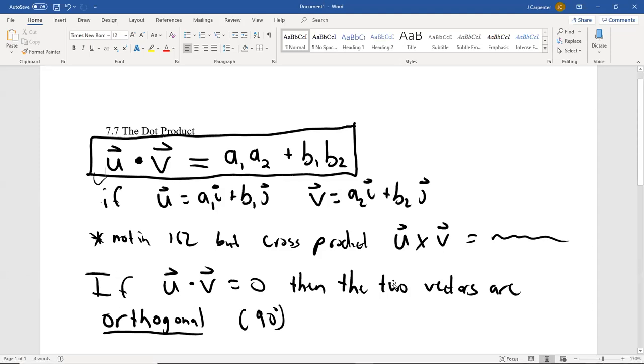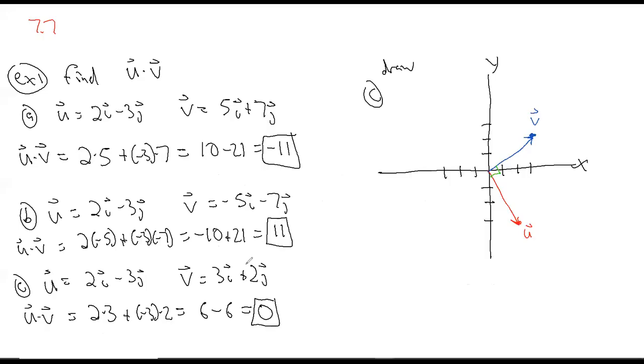So two vectors are orthogonal if their dot product is zero, which means going back to that example, C was orthogonal. So U and V in C are orthogonal. So I could ask you a question, are these two vectors orthogonal? I could just go back to example one and rewrite the instructions. Instead of saying find the dot product, I could just say, are these vectors orthogonal? Which would still make you do the dot product on every single one. A is not zero, so that's not orthogonal. B is not zero, so that's not orthogonal, but C is. So I just did two problems for the price of one.